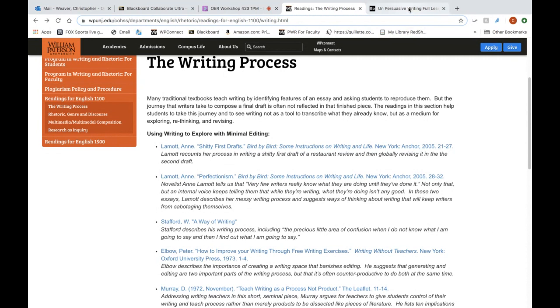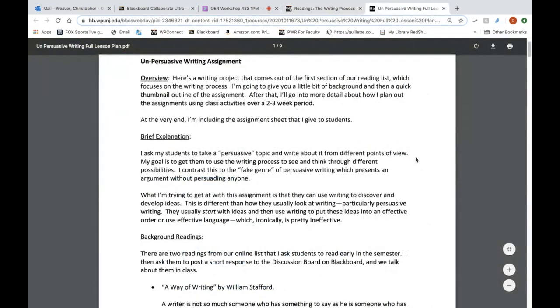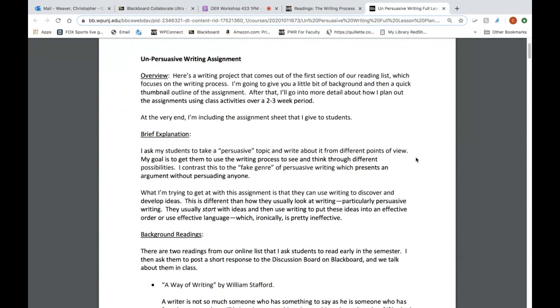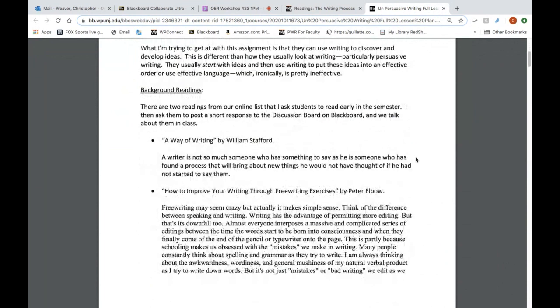So I'm going to take you to an assignment that I use called Un-Persuasive Writing. And I think there are a lot of readings in this first section that could be useful, but two that I think are particularly useful, and they're in that page. One is A Way of Writing by William Stafford, and the other is How to Improve Your Writing, Free Writing Exercises by Peter Elbow. These are both short, readable essays that talk about how it's important to put writing down on paper without worrying about where it's going and without worrying about it being any good.